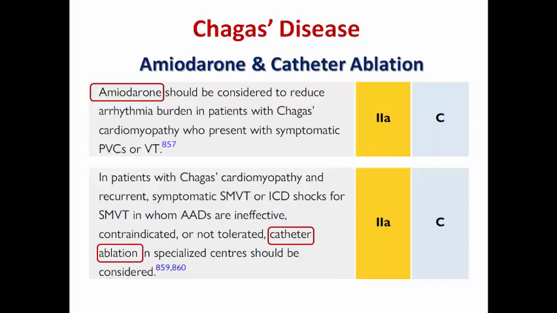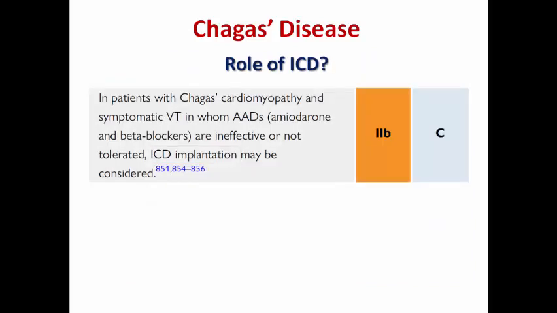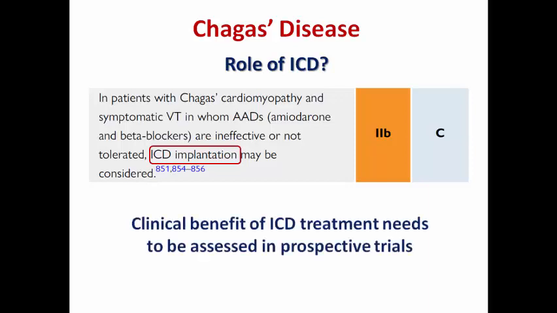Catheter ablation is class 2A. Just class 2B for those with symptomatic VT if the antiarrhythmics are not effective or not tolerated. In this case, we think of ICD. So the clinical benefit of ICD treatment needs to be assessed in prospective trials in those with Chagas disease to have a strong recommendation for ICD implantation.